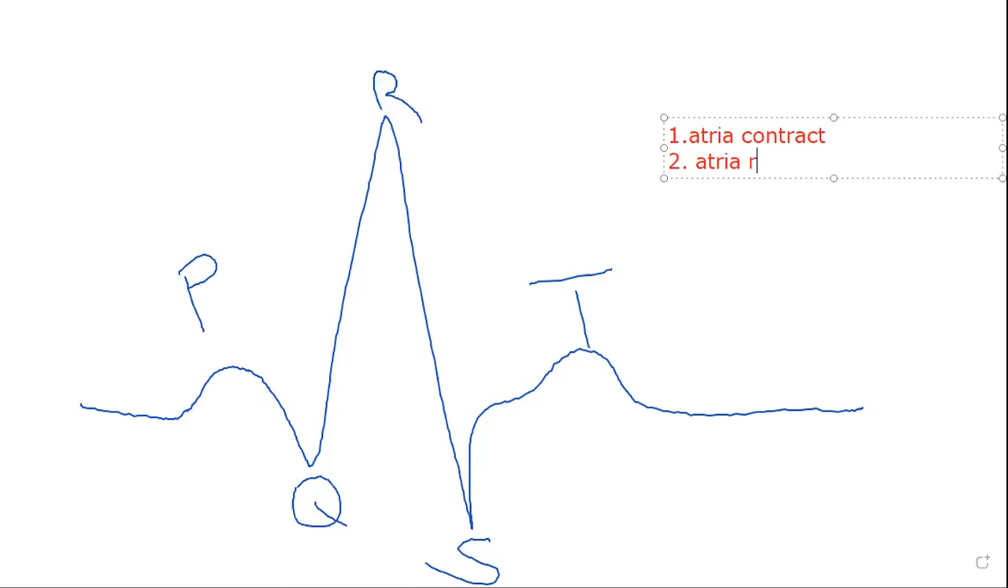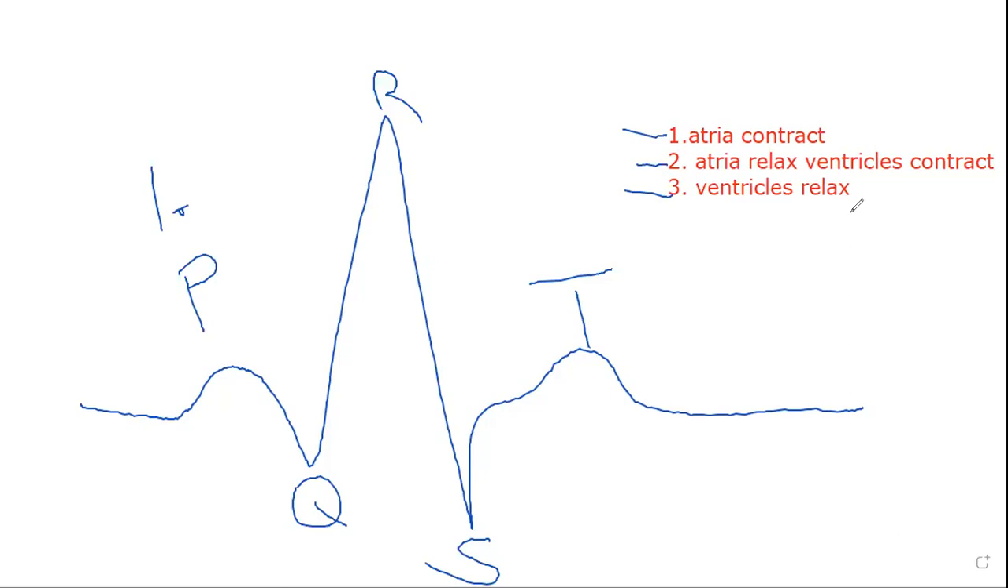Second, atria relax, ventricles contract. So far, so good? What is the third and final thing that has to happen? Ventricles relax. One heartbeat. Everybody with me? So what I'm going to do is use these three numbers, 1, 2, and 3, to represent what is happening in the heart.